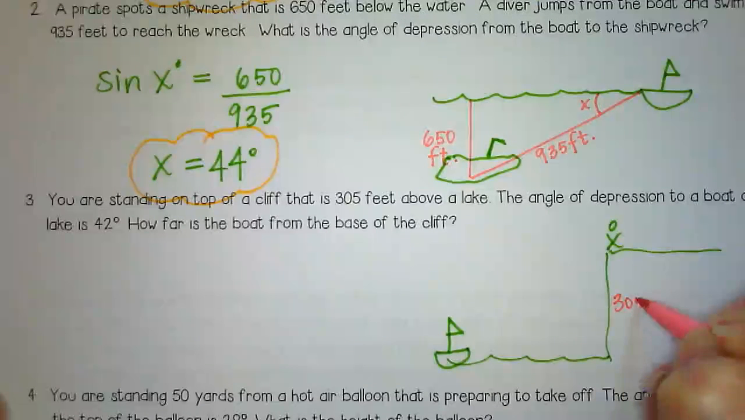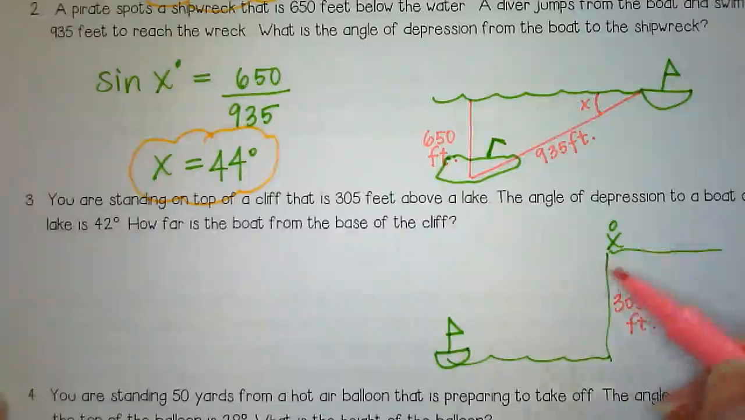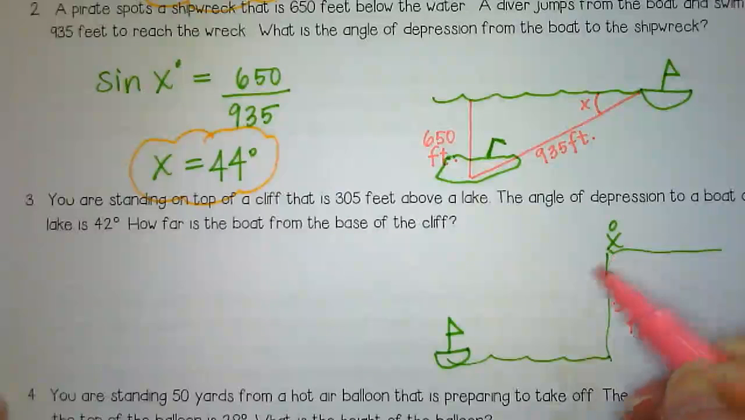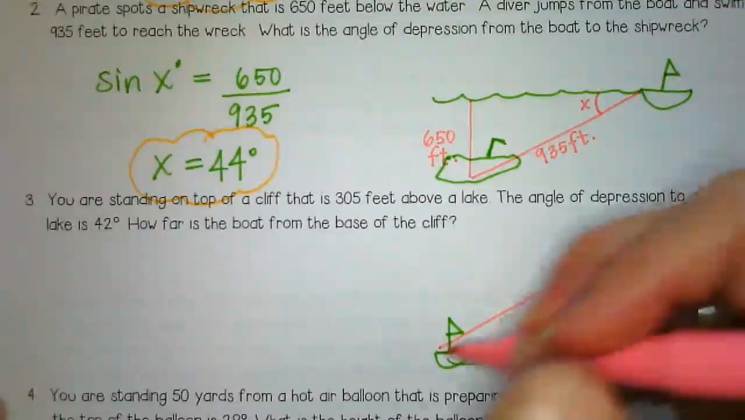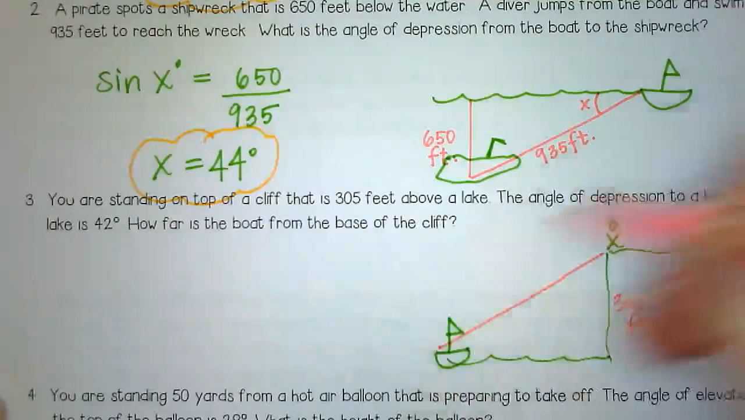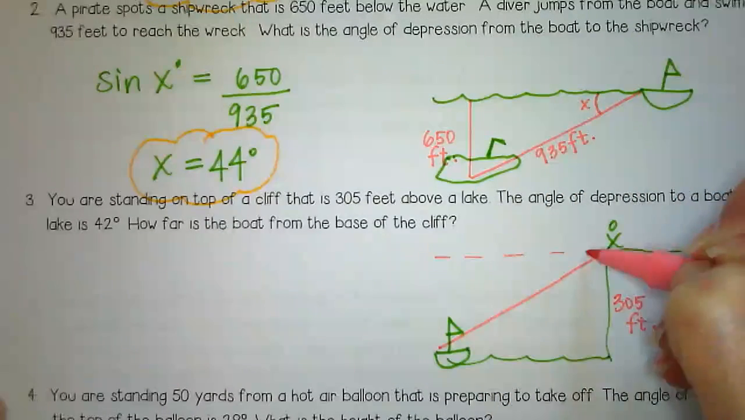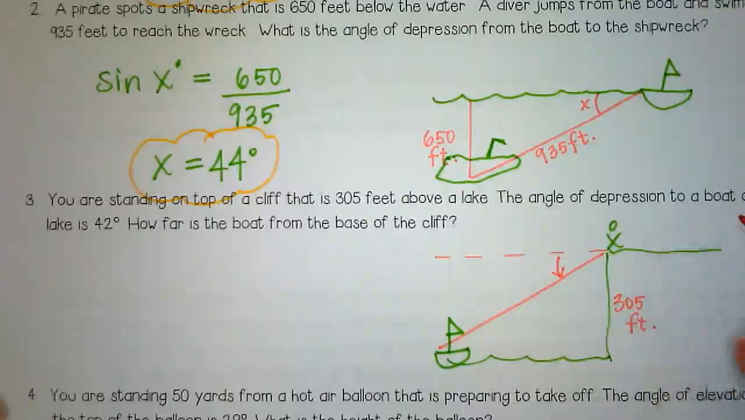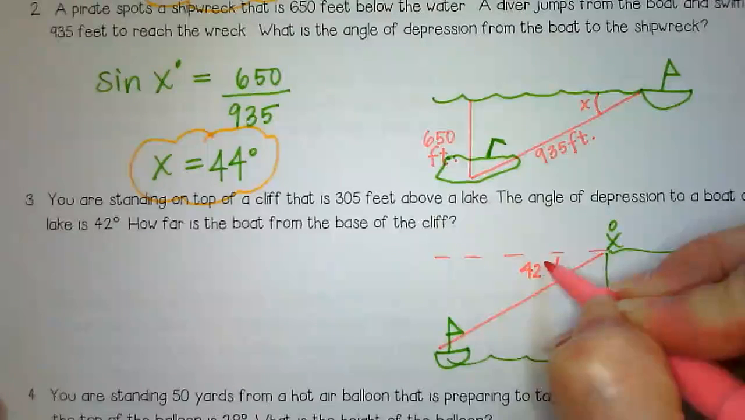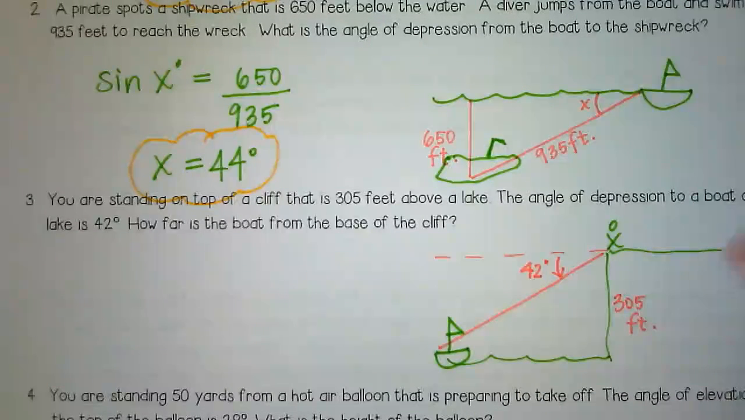So what do we know about this? The cliff is 305 feet. The angle of depression to a boat on the lake is this measurement right here. So this would be the angle of depression, and it is 42 degrees. All right. So how far is the boat from the base of the cliff? We want to know how far the boat is from the cliff, which would be this measurement right here.